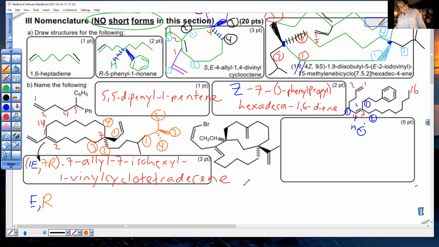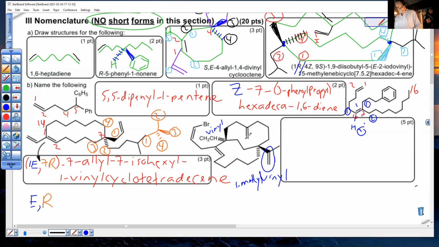Moving on, almost there. Whew. This is a disguised vinyl group here. CH2 has to have a double bond in there. This portion here, also vinyl, but it's got a methyl on it. 1 methyl vinyl.